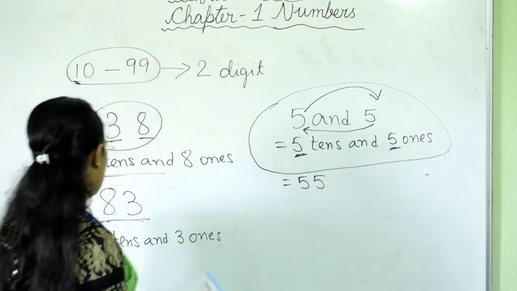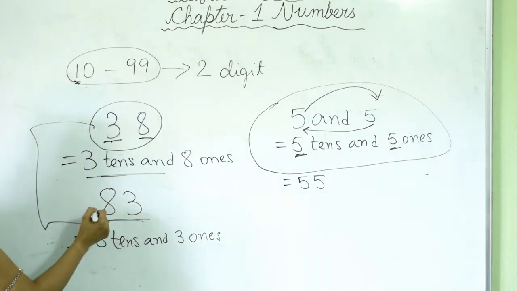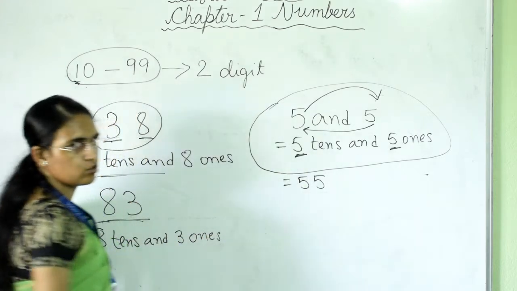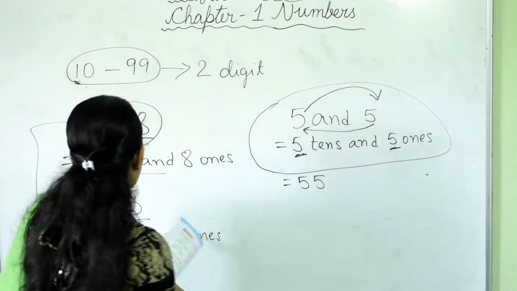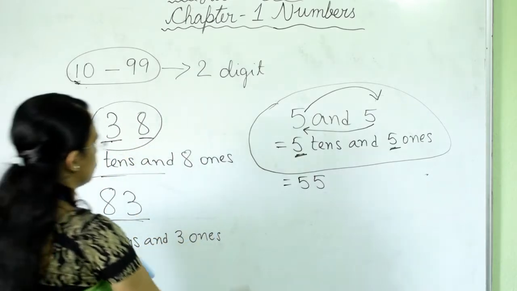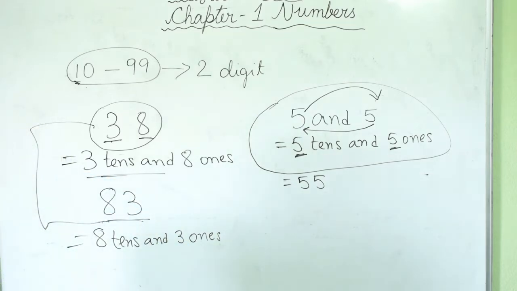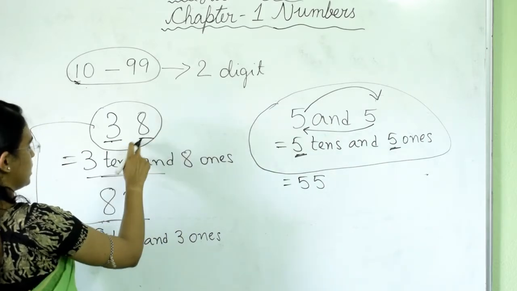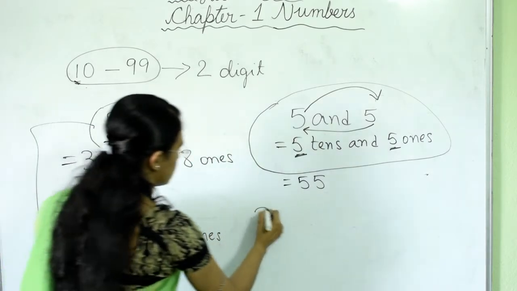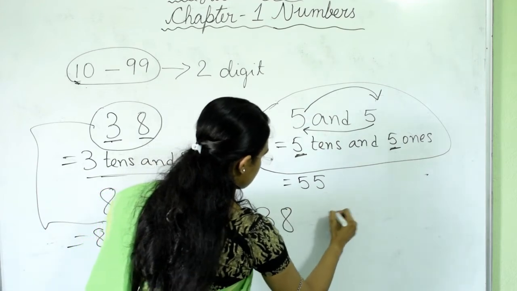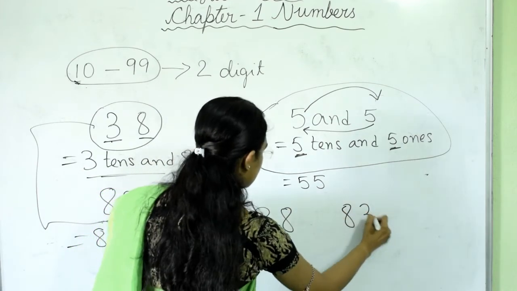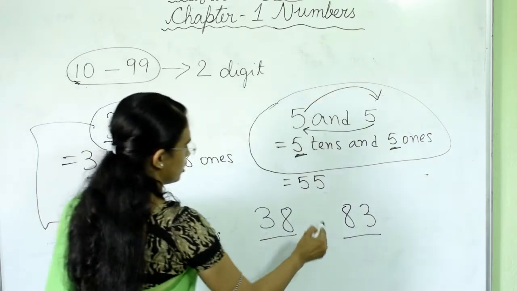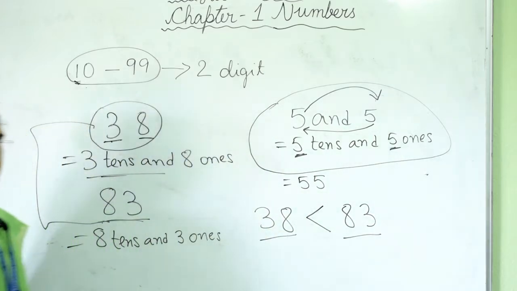Okay. Now here, if there are two different numbers, you can interchange their position, but if you have the same numbers, there is no need to interchange their position. Now after this, we have to find out which one is the biggest number. Here two numbers are written. One is 38, another one is 83. So among these two numbers, which one is the biggest number? 83. So can we put this sign? Yes.